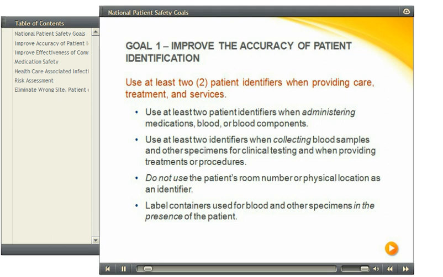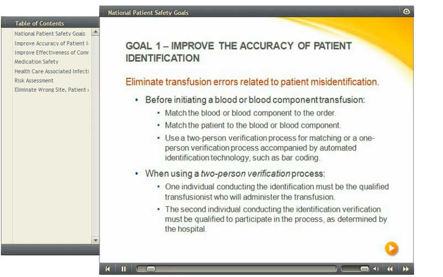Use at least 2 identifiers when collecting blood samples and other specimens for clinical testing, and when providing treatments or procedures. Do not use the patient's room number or physical location as an identifier. Label containers used for blood and other specimens in the presence of the patient. Eliminate transfusion errors related to patient misidentification.